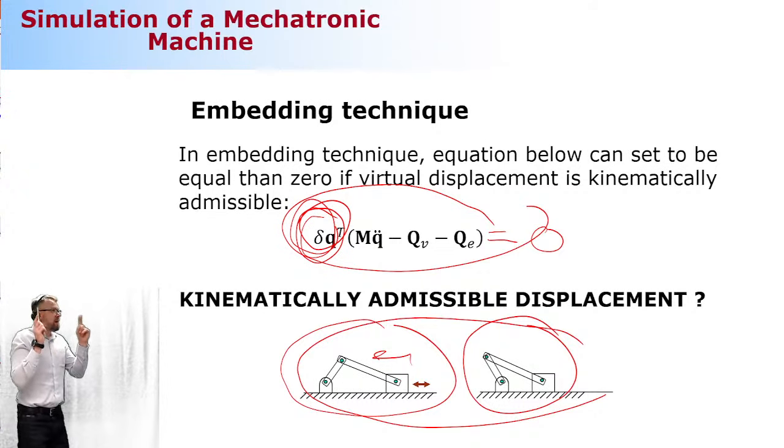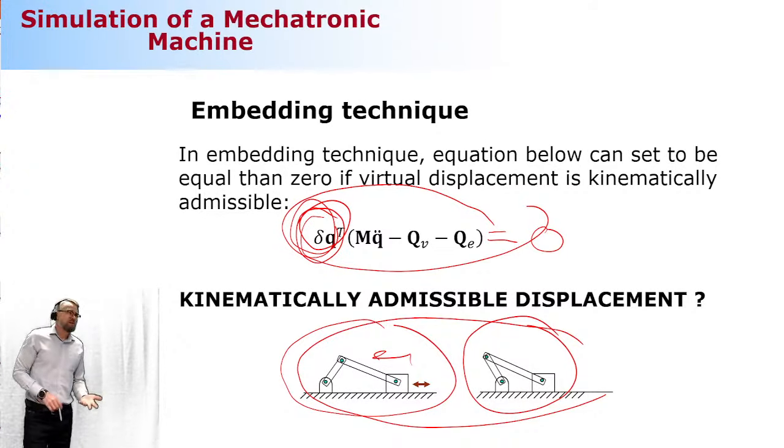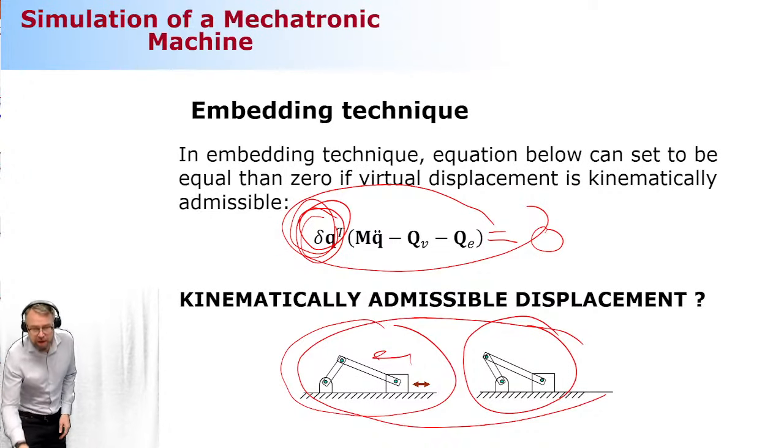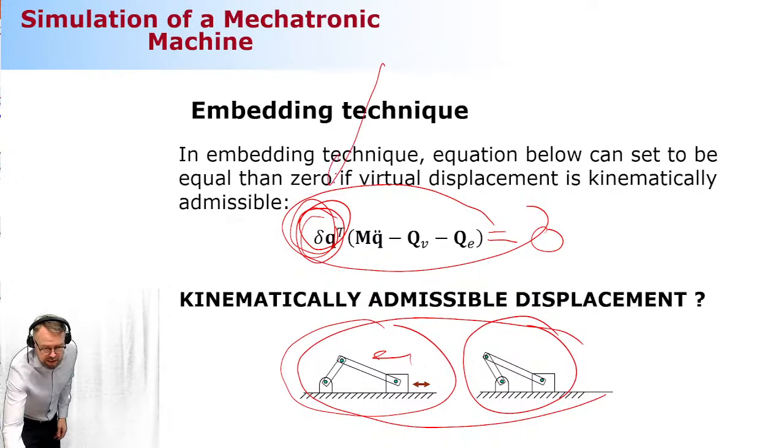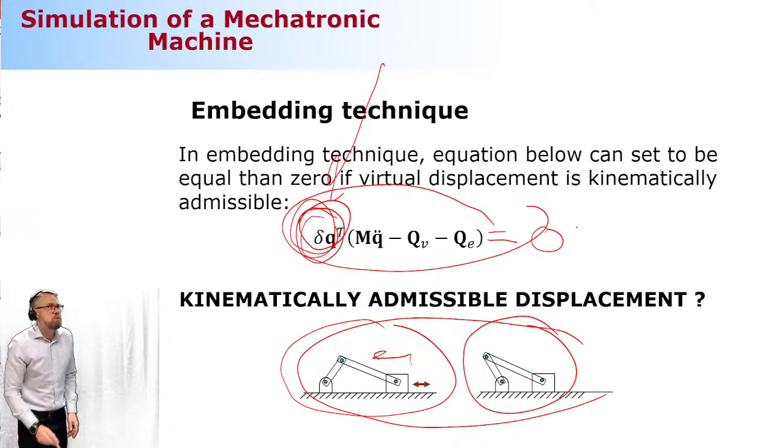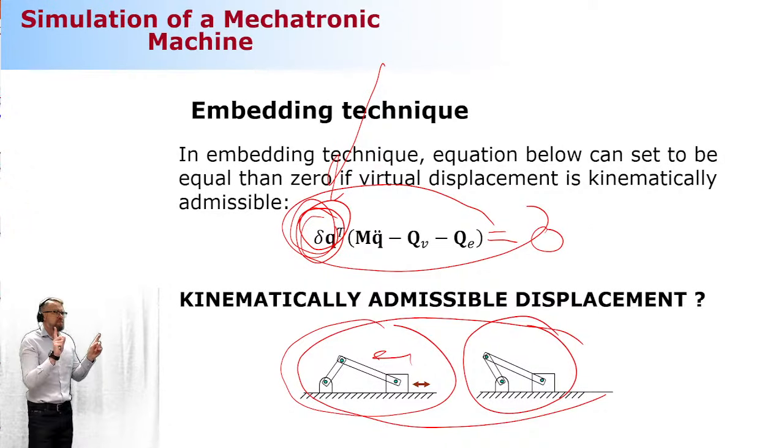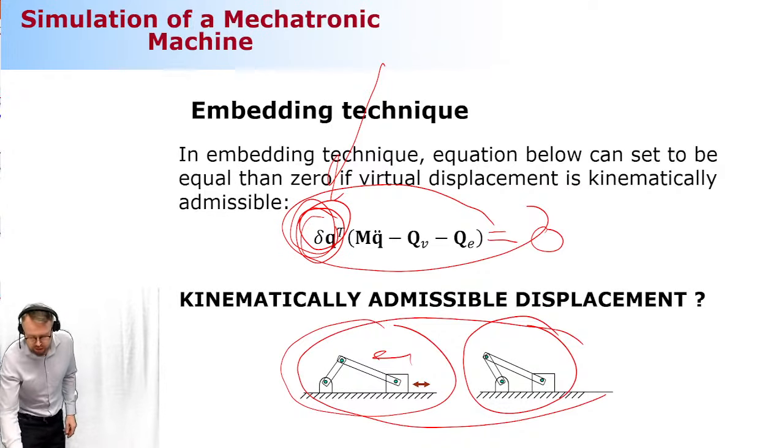Okay, like I say, this is why the concept of virtual work is so often misused. People think that no matter how you do this, you can always set this equal to zero, and you cannot. You need to make it in a way that constraints are accounted for.